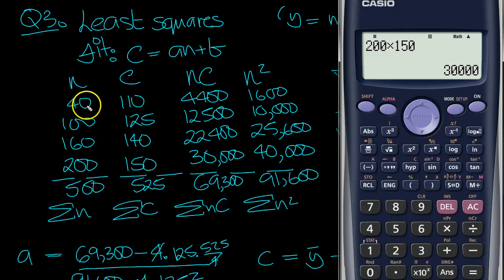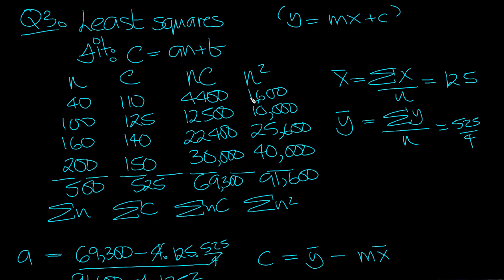N squared, 40 squared is 1600. Then 100 squared is 10,000. 160 squared, 25,600. 200 squared, let's have a look at that one, 40,000. So 65.6, 75.6, 85.6, 91. No, 85.6, 86.6, 87.2 rather. So that's where the error is.